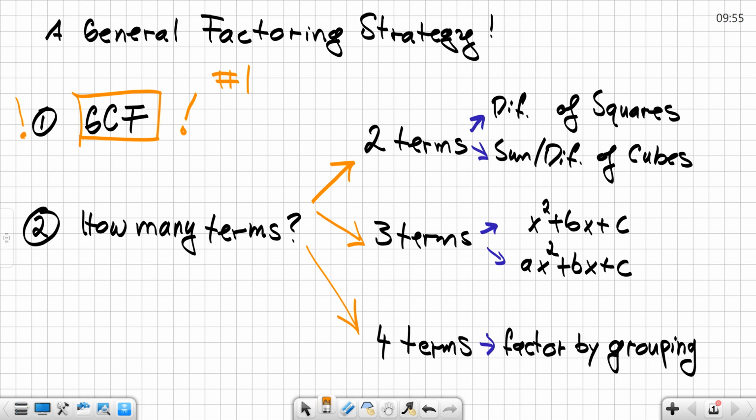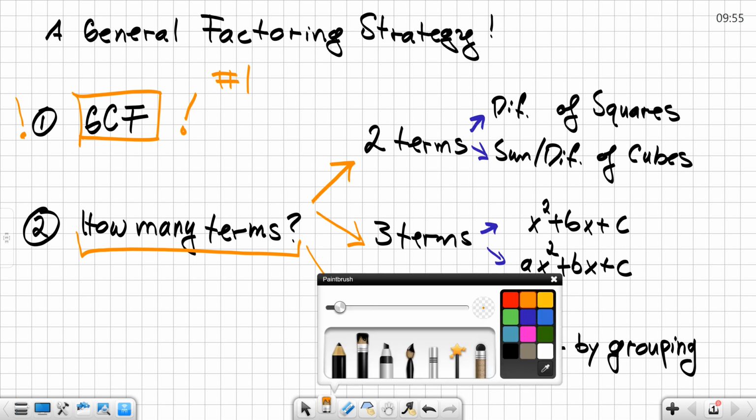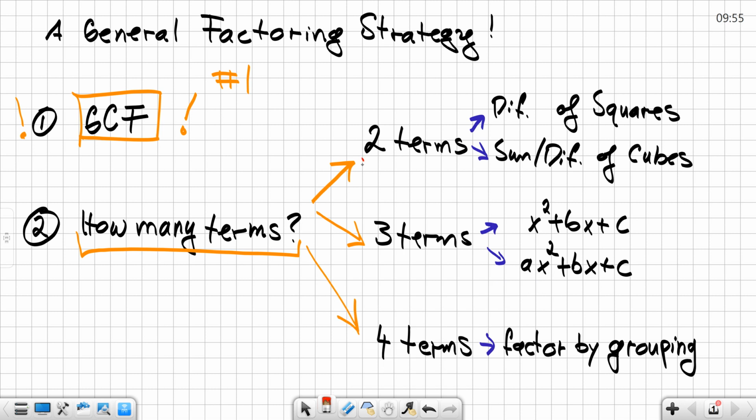Now after that, I will just look at how many terms my polynomial has. And there are really only 3 different cases. In case my polynomial has exactly 2 terms, then I have to try whether it is the difference of 2 squares or the sum or difference of 2 cubes.